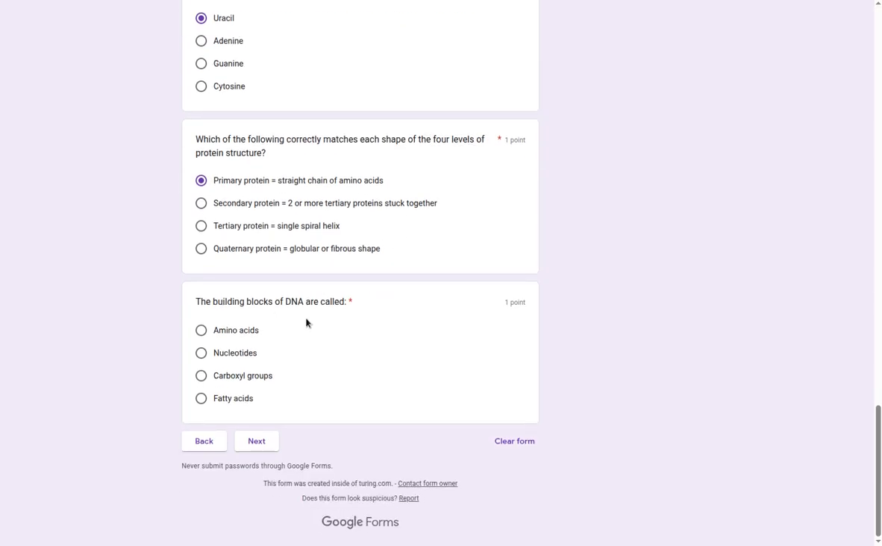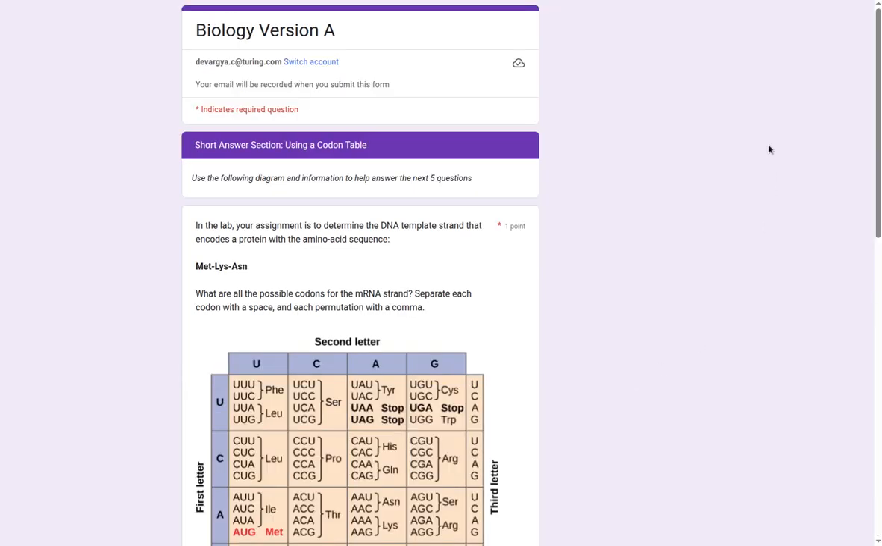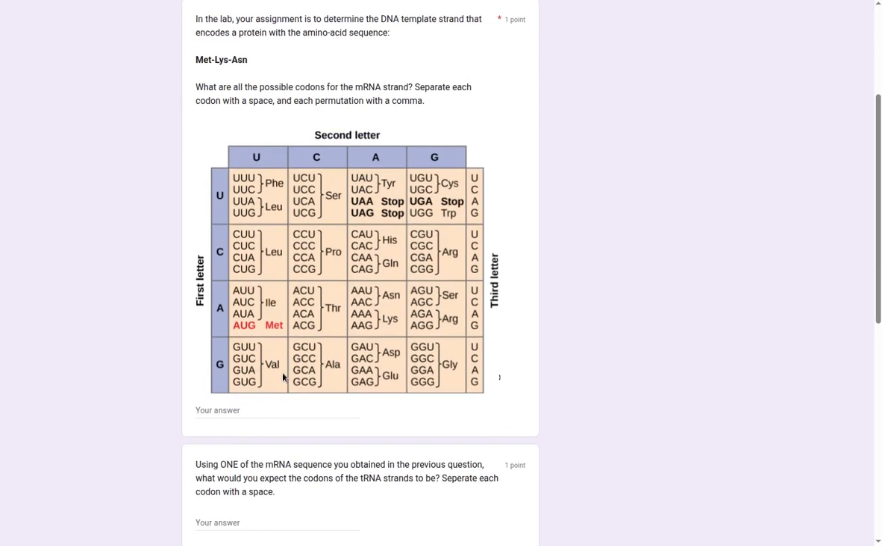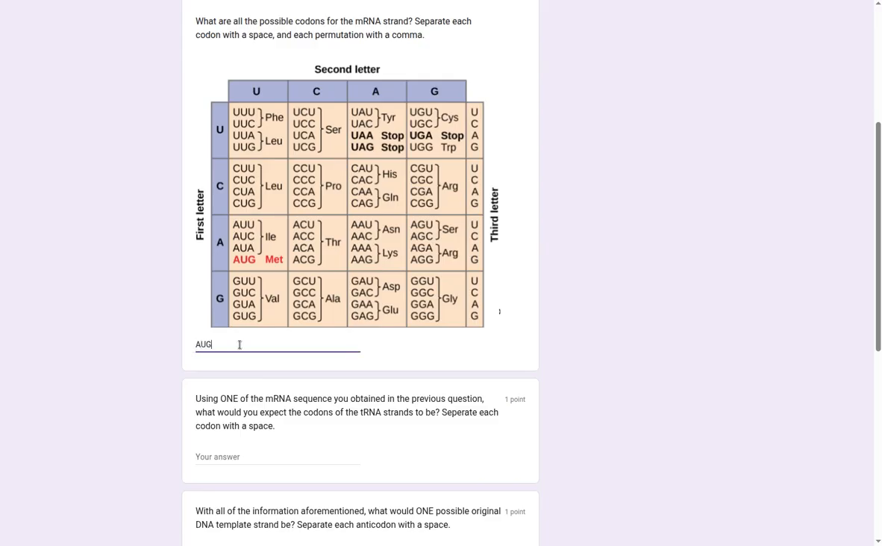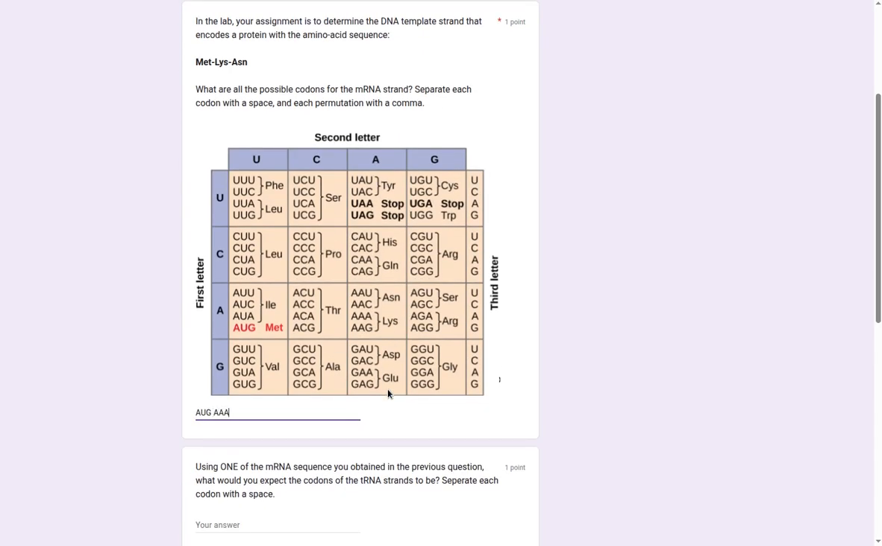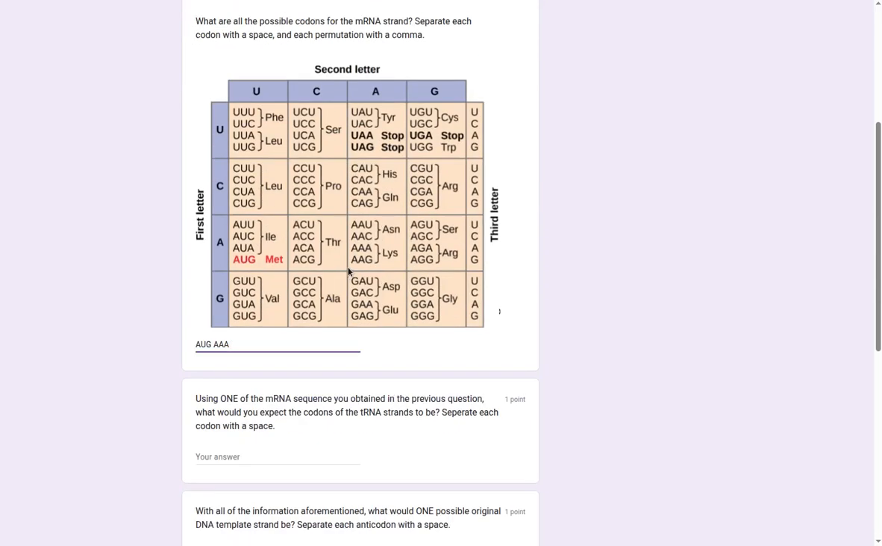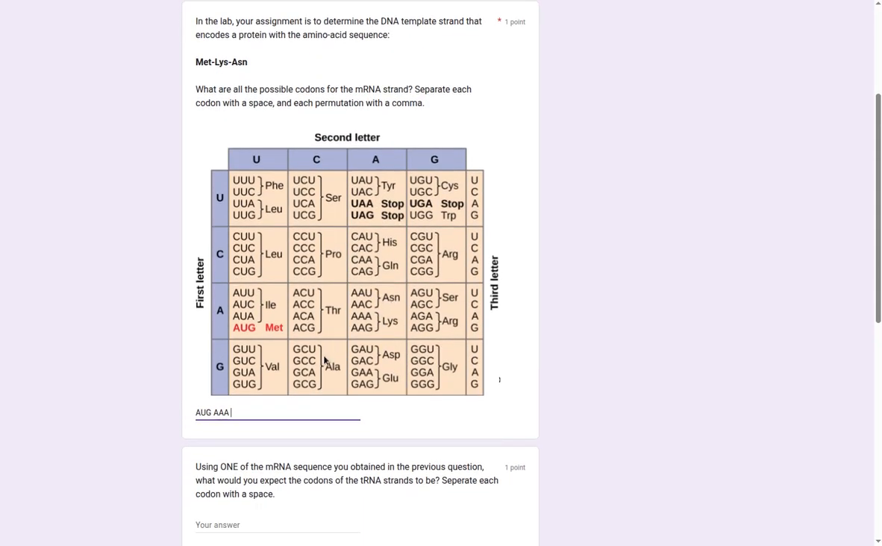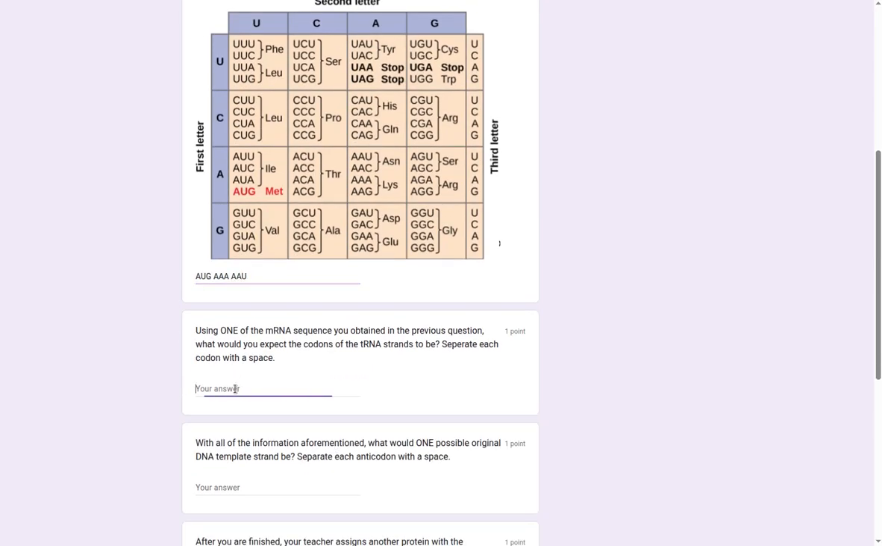Yes. The building blocks of DNA are called nucleotides. Okay, so that's another similar one which we faced before. So let's see. It's MET. MET is this, AUG. And then LYS is AAA. And then ASN, where is ASN? ASN is here, AAU. Writing just one. Let's see.